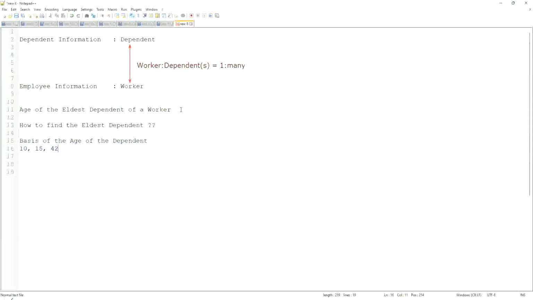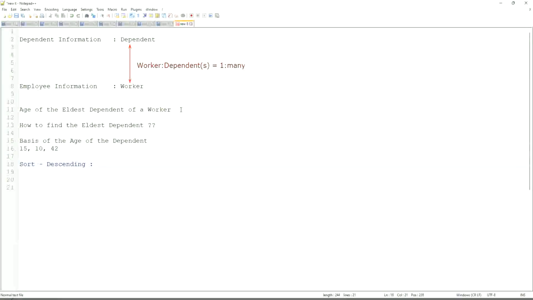Correct. This is how you have it. Let's make it the other way around: 15, 10, and 42. So how would you find the eldest one? This is your sample population. Try it. Highest one to lowest one. So sort. Yeah. Descending. Right, sort descending.